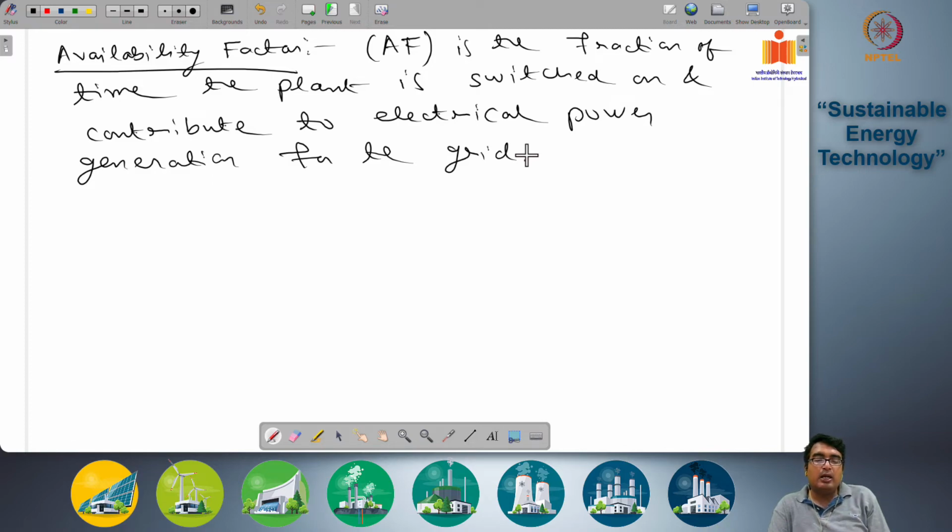Okay. So a power plant may be running 24/7 throughout the year. Then its availability factor is 1. However, if a power plant is running for only say 6 months and is switched off for the other 6 months, its availability factor will be half, because it is on for half the year and closed for the other half of the year.